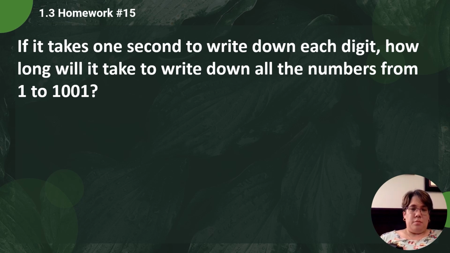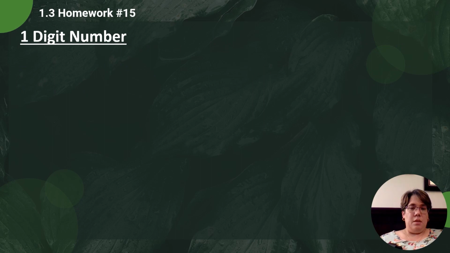All right, so we're going to start out with the single digits. So when we look at our 1-digit numbers, that's going to be the numbers 1 through 9. And so if it's 1 second for each digit, that's just going to be 9 seconds total.